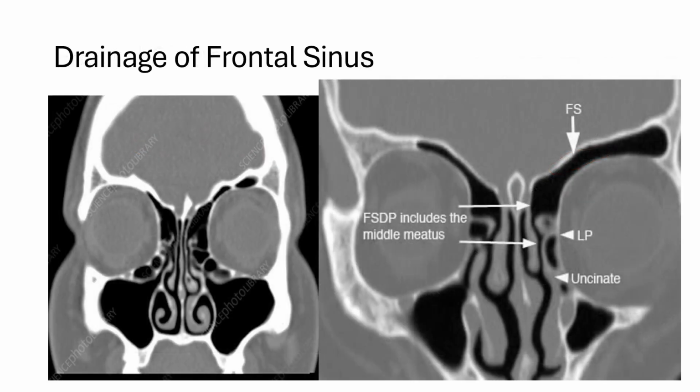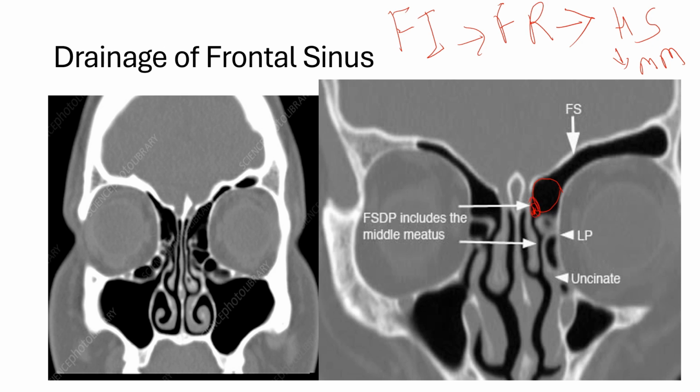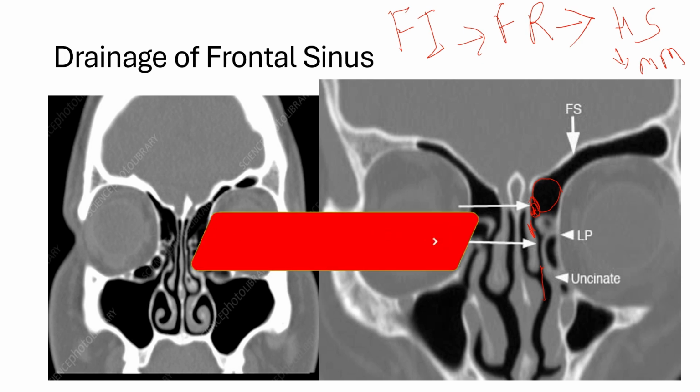Now the drainage pathway of frontal sinus. There is a slight narrowing in the medial end of the frontal sinus, that is called the frontal infundibulum. So frontal infundibulum drains into the frontal recess, and this drains into the hiatus semilunaris, and this will drain into the middle meatus. This region is the frontal infundibulum, then frontal recess, and this will drain into the hiatus semilunaris and the middle meatus. So this is the drainage pathway of the frontal sinus.